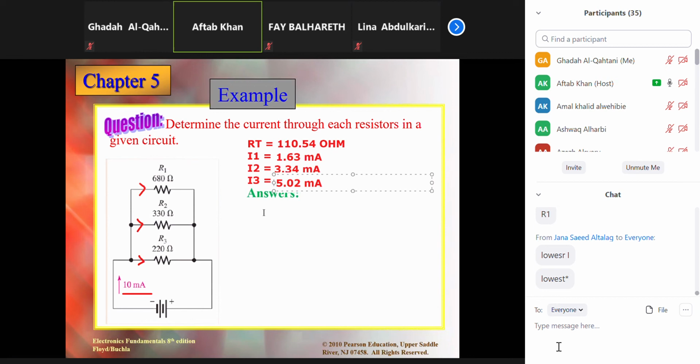Now, is there any other way to calculate the currents? Yes. If I ask you how much is the voltage source value, what is your answer for that? Find the value of the voltage source.